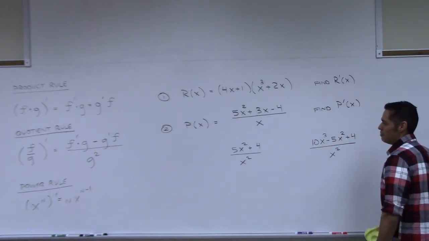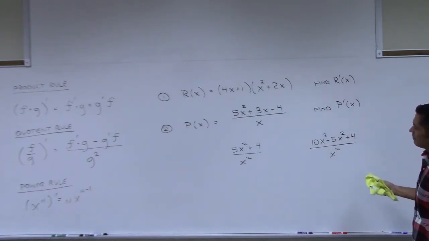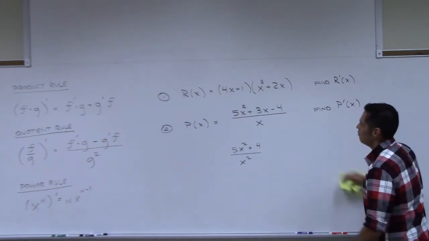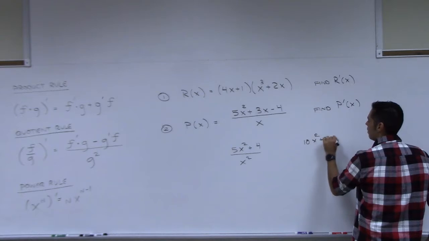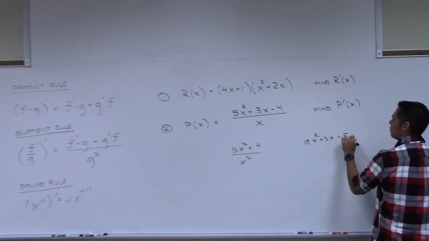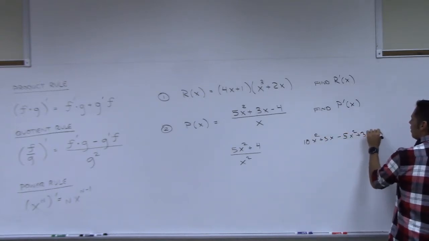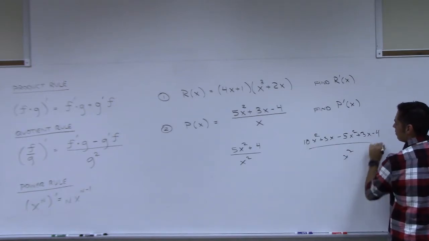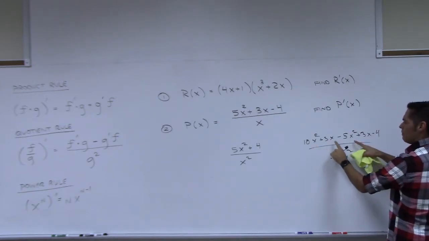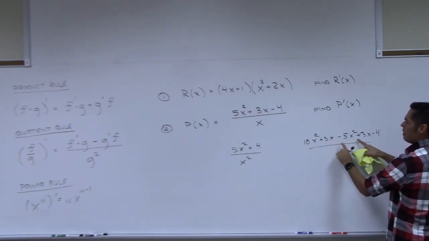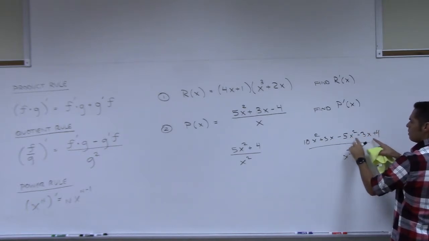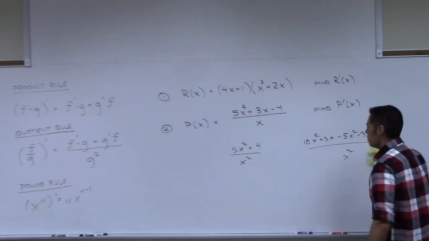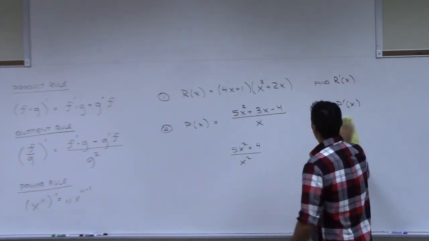All right, maybe I'll say what the right answer is. It won't be hard. I'll work it out real quick. 10x plus 3 squared x minus 5x squared plus 3x minus 4 over x squared. So 5x squared, did I not? Oh, minus and plus. So 3, yeah, this is right. Okay.